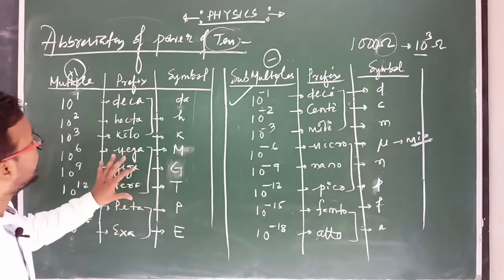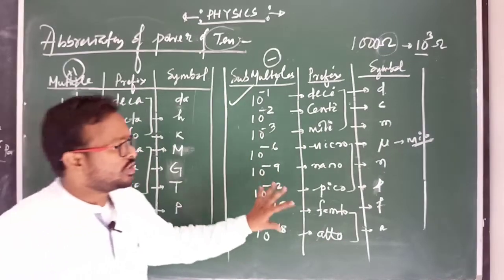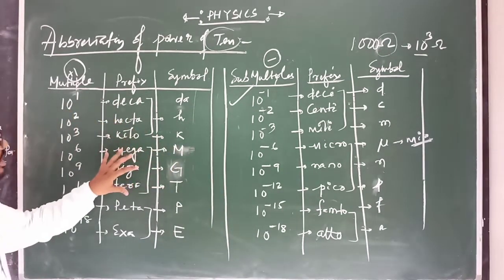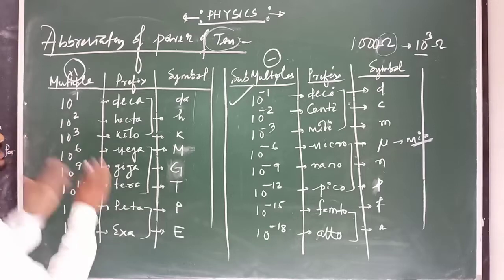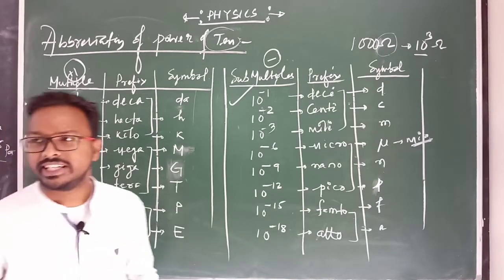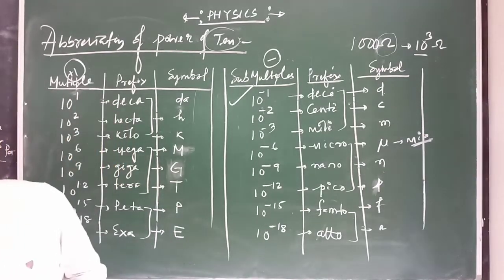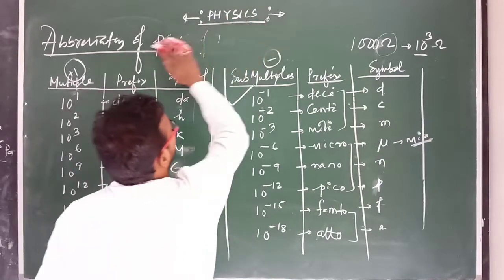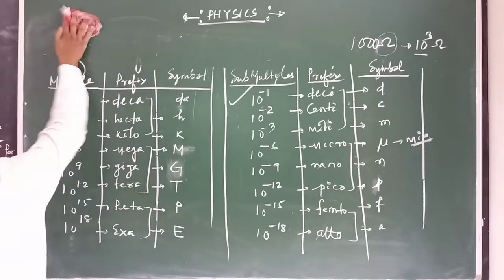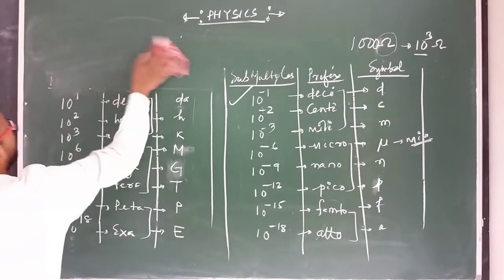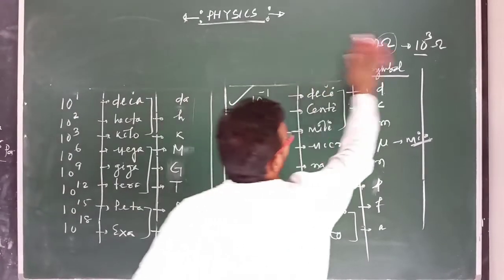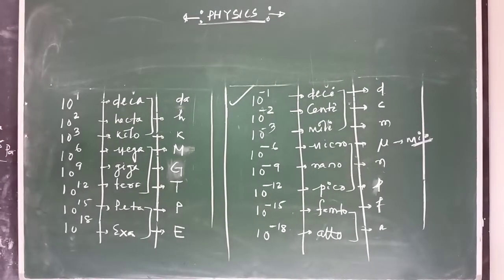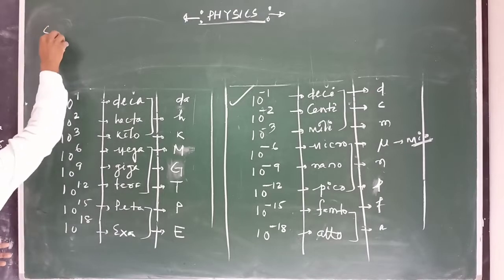Clear? These are the multiples and submultiples which are important in physics. So you have to remember this concept, this value, what is the prefix, what is the symbol, and what is a multiple and what is a submultiple. Clear? And now how can we use these multiples and submultiples here? Let's start with one example.